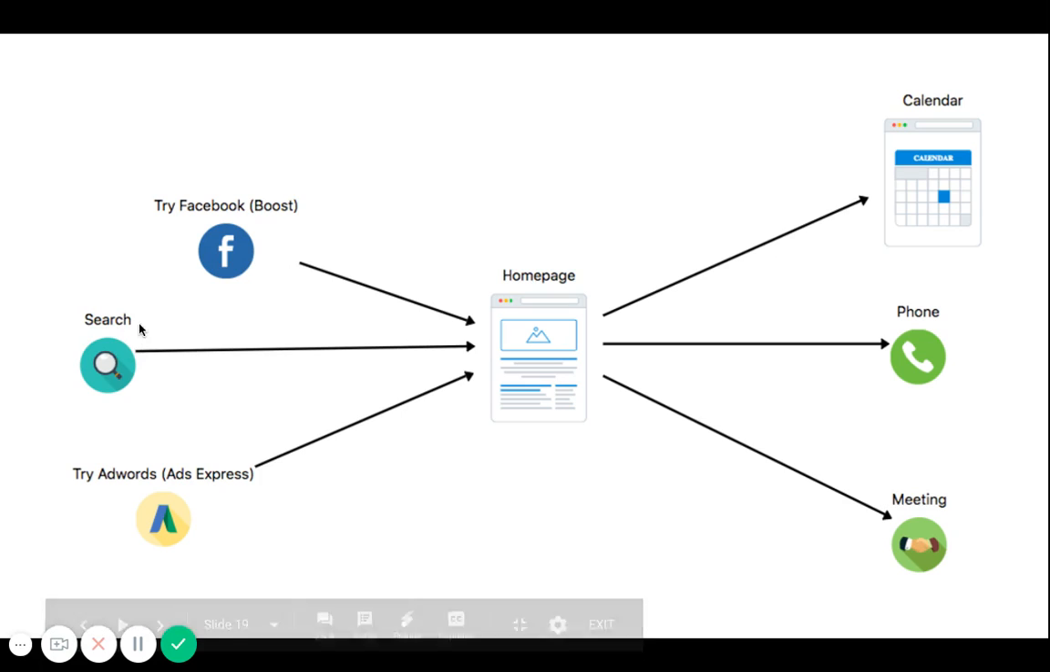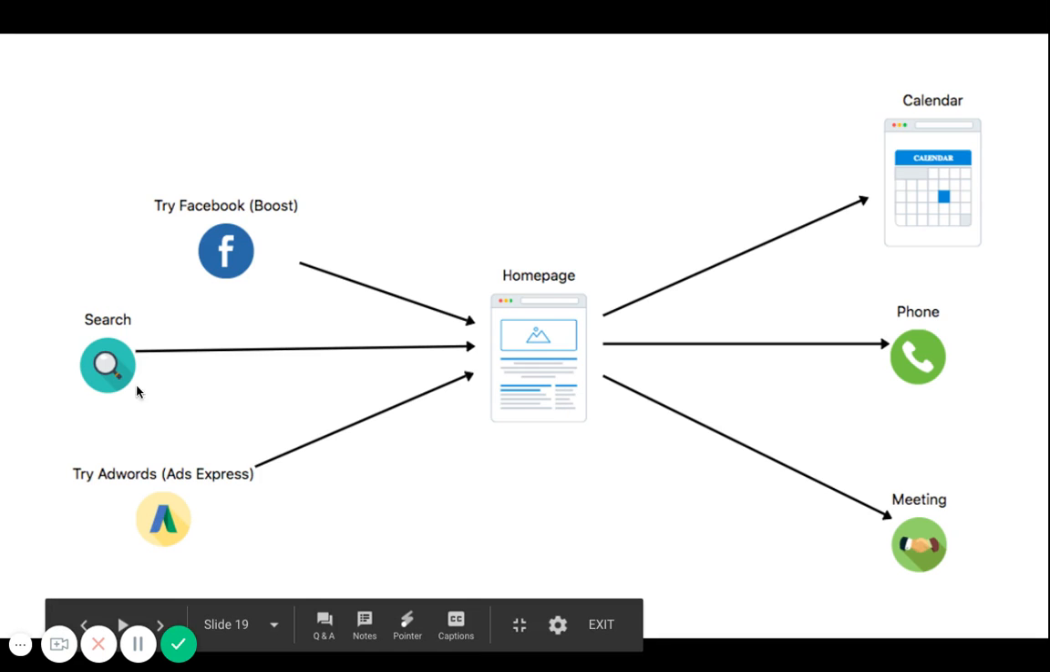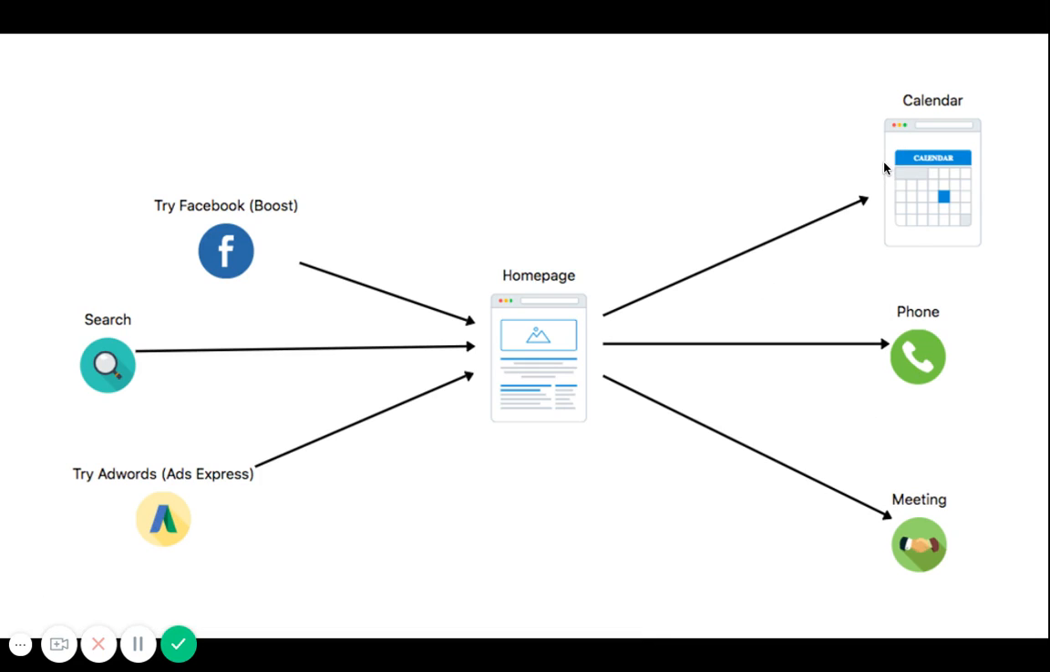And the second one is that they'll get some traffic coming in from search, and they'll try AdWords, like an AdWords Express coupon, and then they'll put that money in there, and they don't get one of these actions happening, and there's no funnel in place, so they think that their marketing was actually a fail.